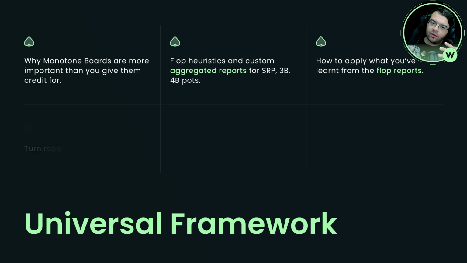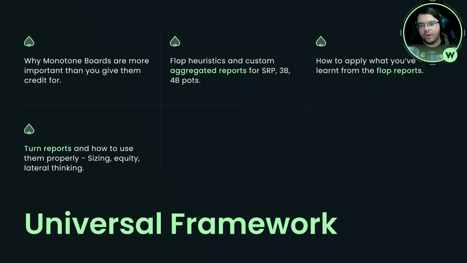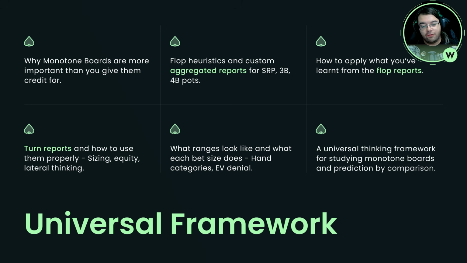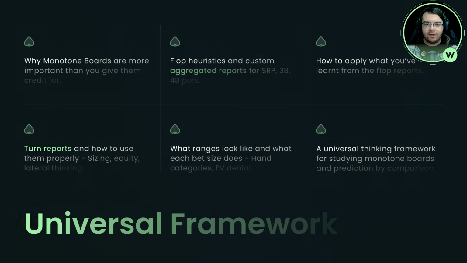Then we're going to learn turn reports. So meaning based on your equity and your overall range composition, how sizing and frequency will be affected. How ranges look like, right? The overall composition of the ranges and what each bet size does. So hand categories, EV denial, and in the end, a universal thinking framework for studying monotone boards and predicting by comparison so you don't have to study every freaking spot.